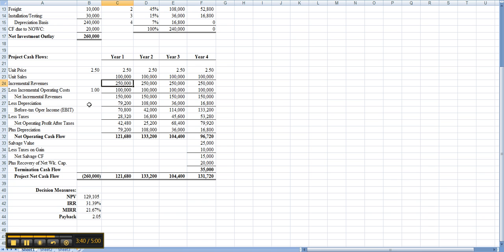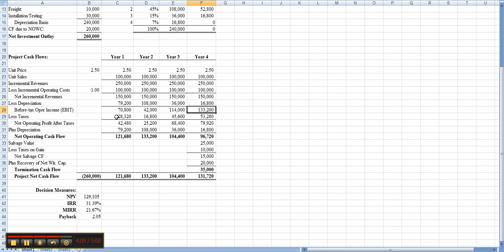And then, like on an income statement, you have costs next. So you take your revenues and you subtract out your costs. So you get what are called net incremental revenues. So these are the net revenues from doing the project. And then, just like on an income statement, you then take out depreciation. And these numbers come from the chart up here above. And then after that, you get your EBIT, your earnings before interest and taxes.